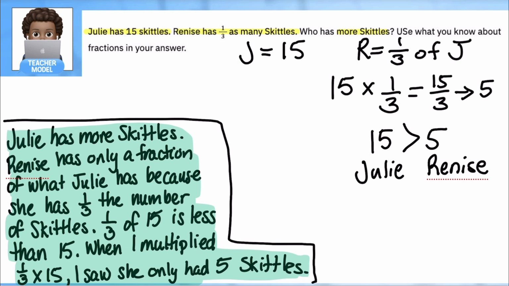For math explanations, keep it as simple as possible. Answer the question, explain how you know, and just put your reasoning in. It does not have to be very complicated to be a good answer. All right, hit pause and jot this down into your notes.